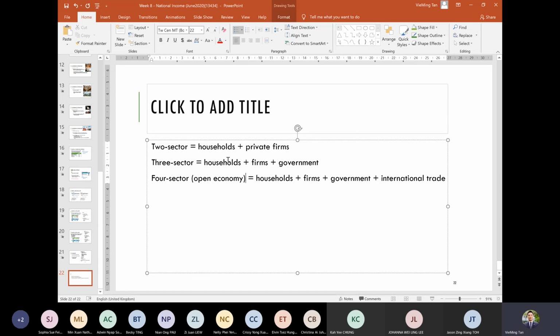If without international trade, it only involves the internal household and private firms or government. We call this a closed economy. Should be D.